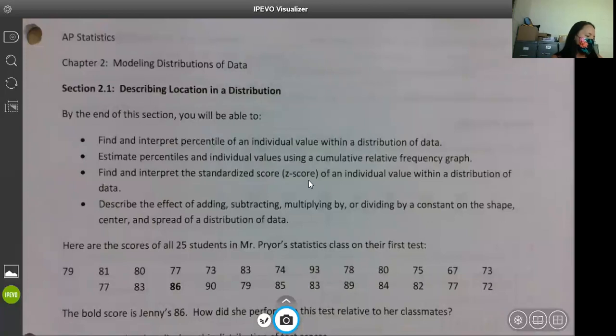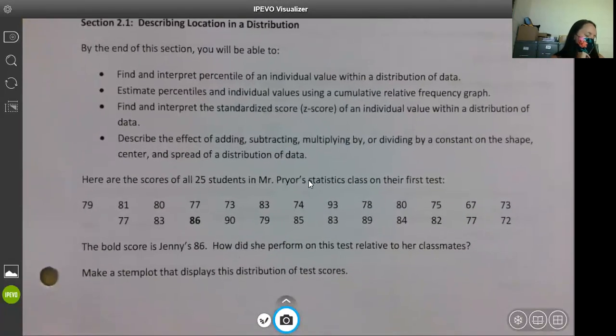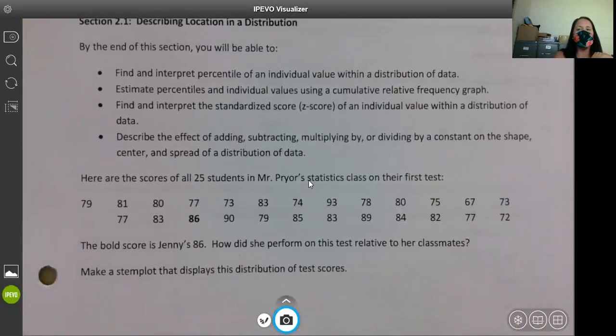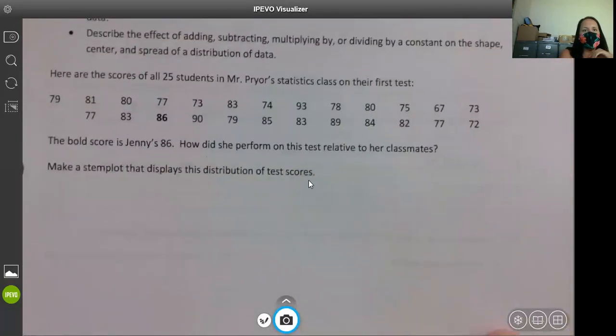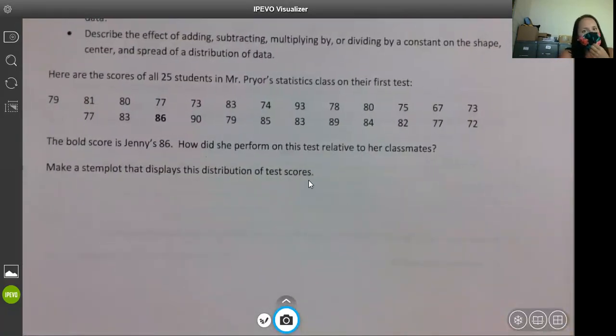Here are the scores of the 25 students in Mr. Pryor's statistics class on their first test. So all of these were test grades in his class. The bold score is Jenny's 86. How did she perform on this test relative to her classmates? So make a stem plot that displays the distribution.